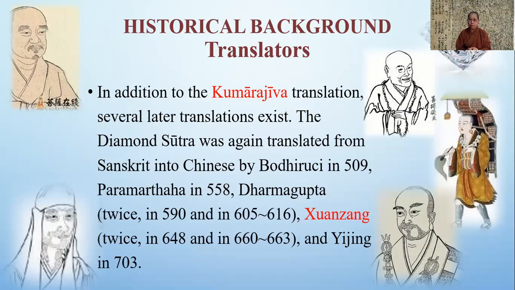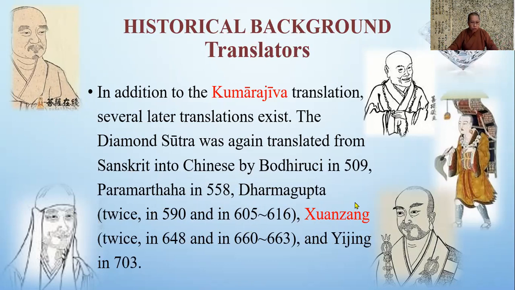Many people translated it. And because of different times, the sutra from India or the Eastern Asia countries, they brought the sutra into Chang'an. Different people will start to translate as well. So the Diamond Sutra was again translated from Sanskrit into Chinese by many people, such as Buddhiruchi in 509, Paramartha in 558, Dharmagupta in this area, and he translated 2 times. We keep revising it, different editions.